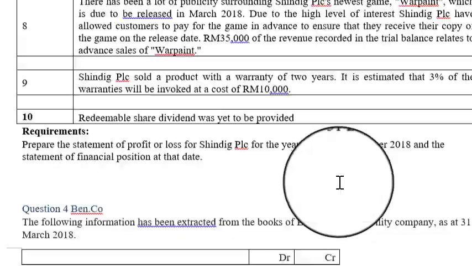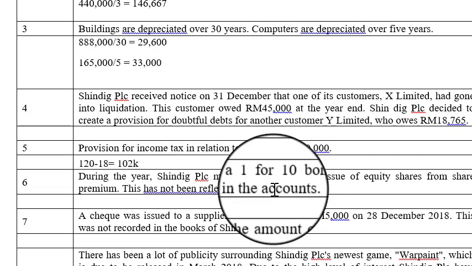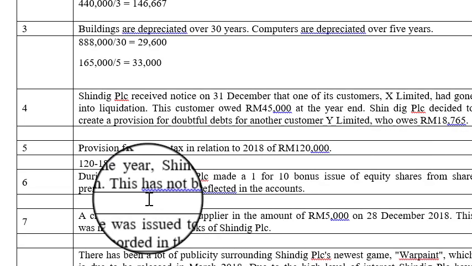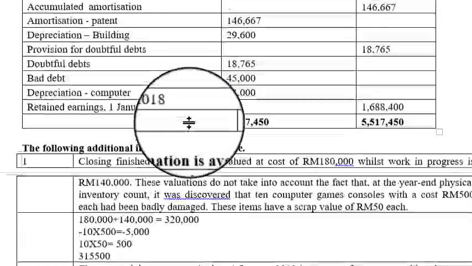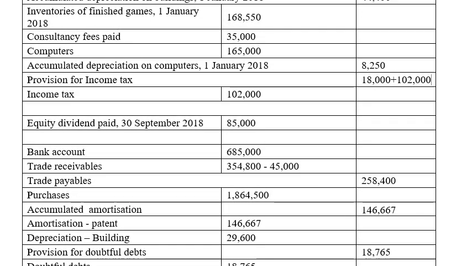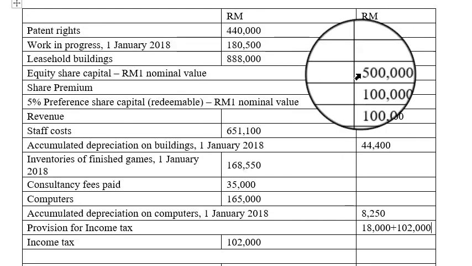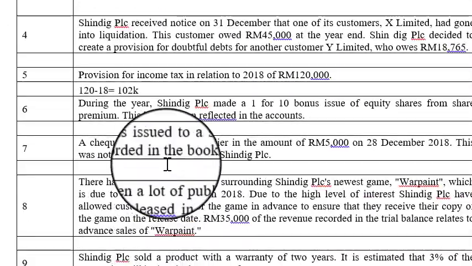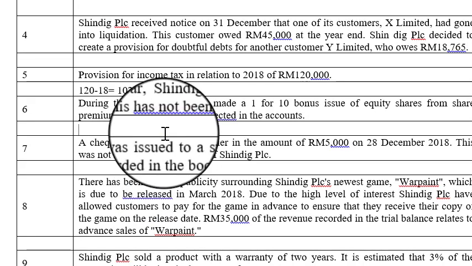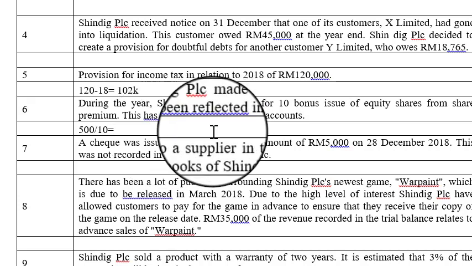Now during the year they made bonus issues, 1 for 10 from share premium, which has not been reflected, meaning you haven't recorded. So bonus issue 1 for 10, we have to check how many share capital they have. So if you look at here, share capital they have 500. So 1 for 10 means here you will need to use 500 divided by 10. So they are supposed to issue 15,000 shares.